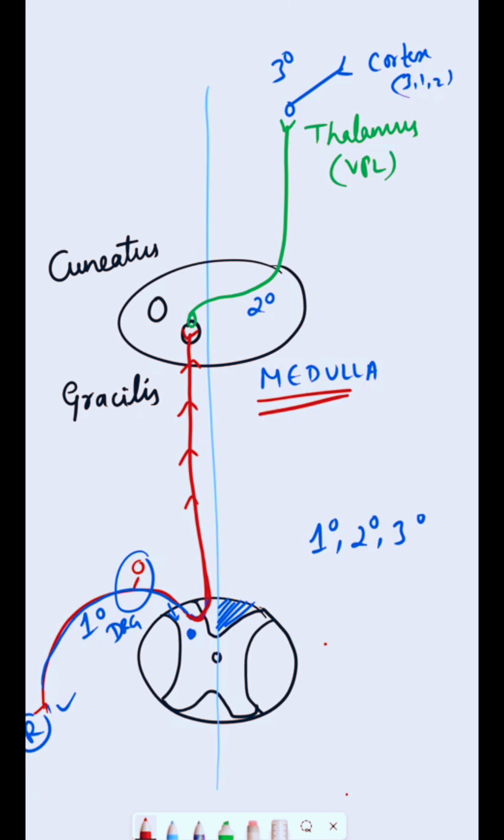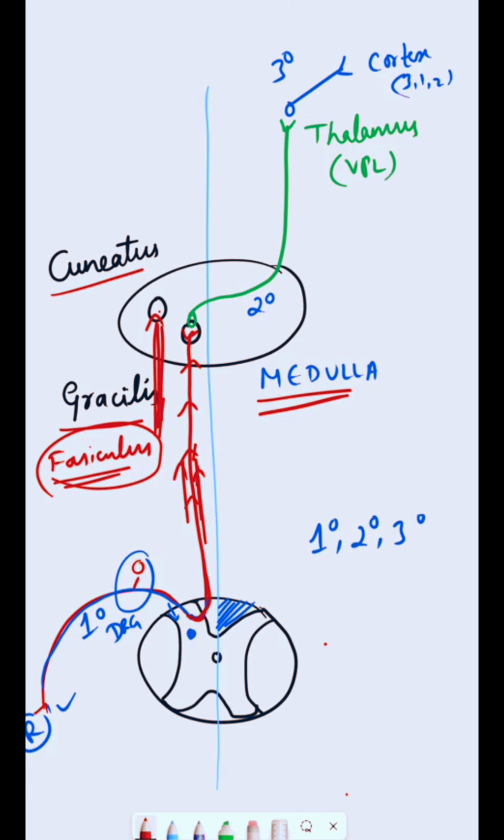There are two nuclei in the medulla, nucleus gracilis and nucleus cuneatus. And in some books you would have seen fasciculus gracilis and fasciculus cuneatus written. Fasciculus is nothing but a bundle of nerve fibers. The bundle of fibers which ends in the nucleus gracilis is called fasciculus gracilis, and the bundle of nerve fibers which ends in the nucleus cuneatus is called fasciculus cuneatus. So fasciculus is just a bundle of nerve fibers, and these two black structures I've named here are nucleus gracilis and nucleus cuneatus, present in the medulla.